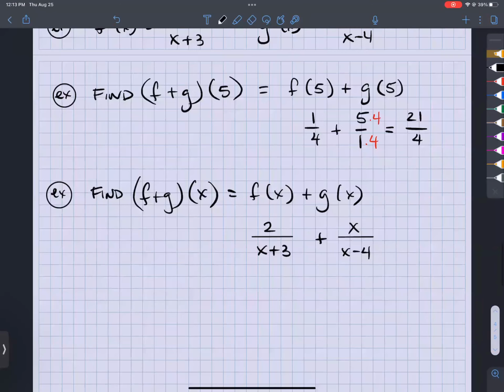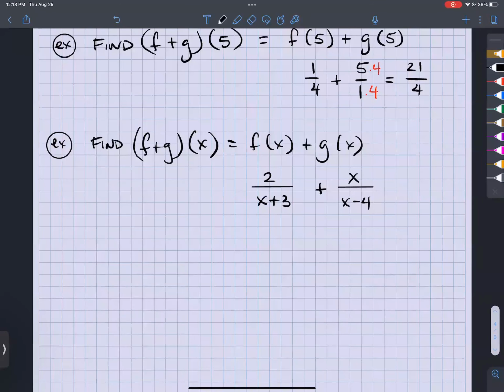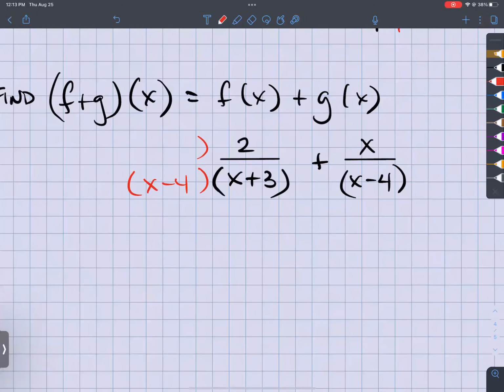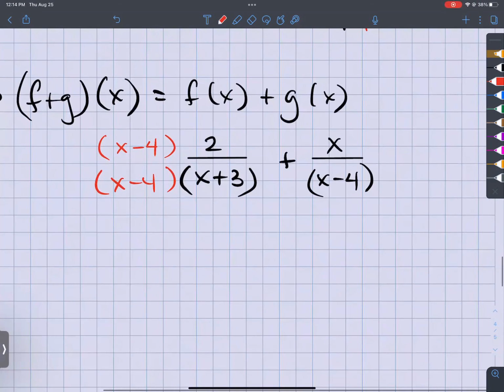So since we're adding fractions, what do we need? A common denominator. Absolutely a common denominator. So we bring in the sisters, right? What do they have that I don't have? Well, the x plus 3 doesn't have an x minus 4. If I multiply that on the bottom, I have to multiply that on the top. And the x minus 4 is missing an x plus 3. If I do that to the bottom, I have to do that to the top as well.